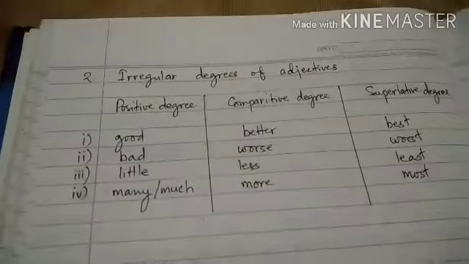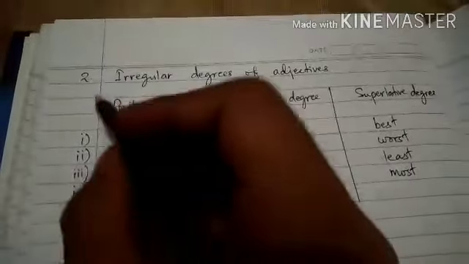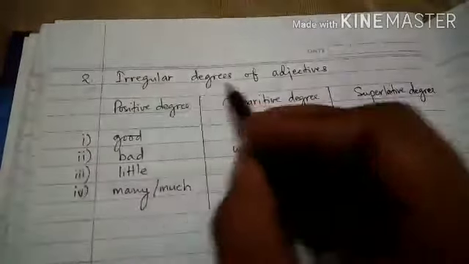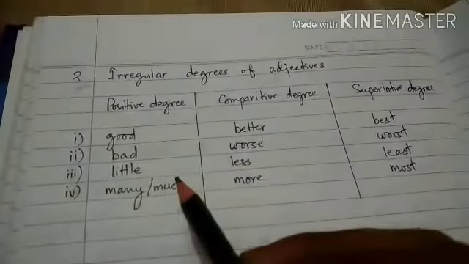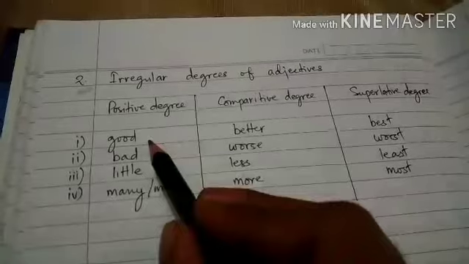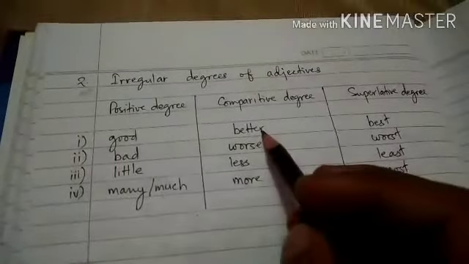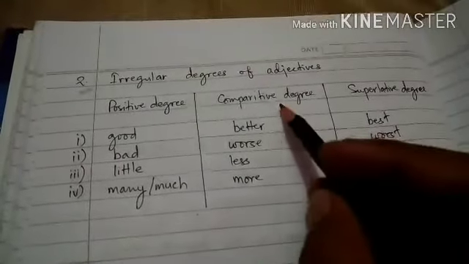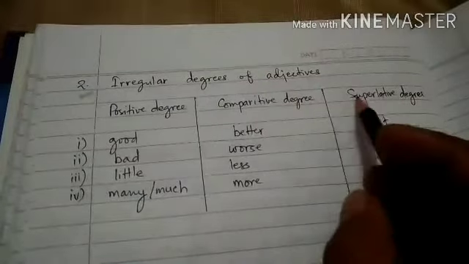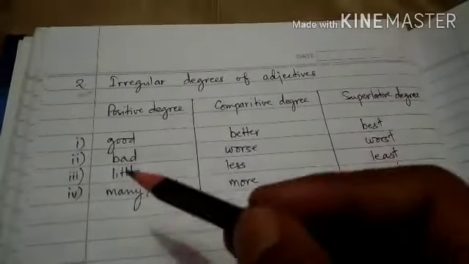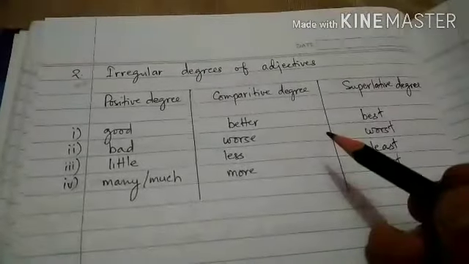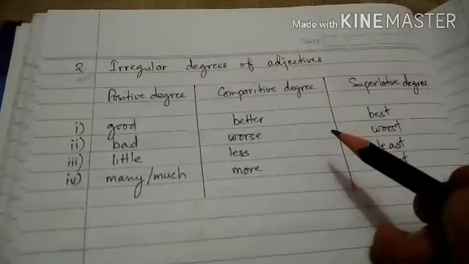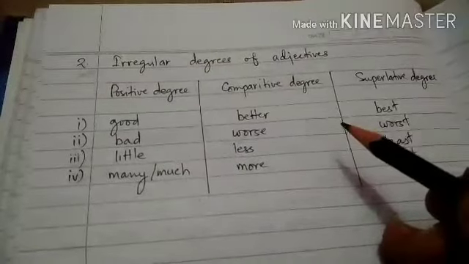Now we have to understand another degrees of adjective, that is irregular degrees of adjectives. So irregular degrees of adjectives are those adjectives which have different form in comparative and superlative degrees. They change themselves into new words, okay, unlike regular degrees of adjectives. Understood?